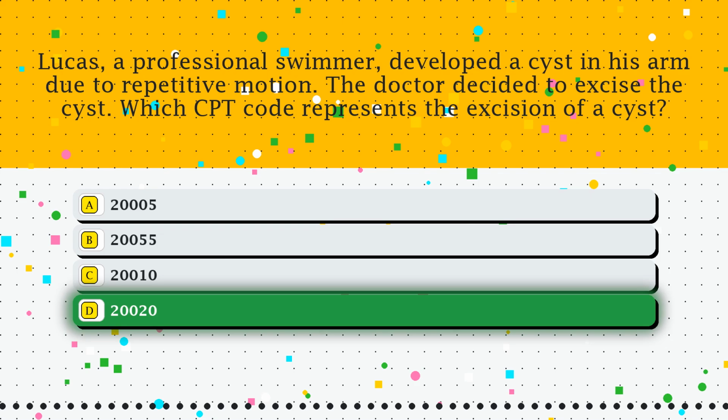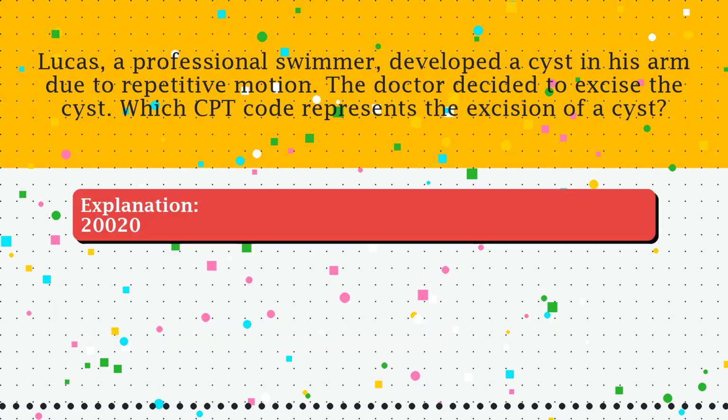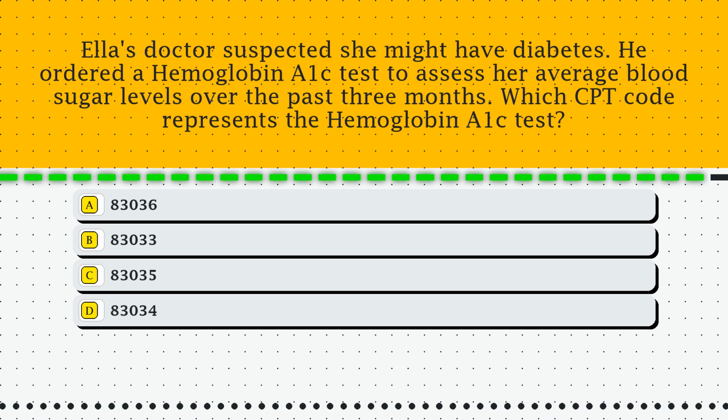The correct answer is option D, 20,020. Question 194. Ella's doctor suspected she might have diabetes. He ordered a hemoglobin A1C test to assess her average blood sugar levels over the past 3 months. Which CPT code represents the hemoglobin A1C test?